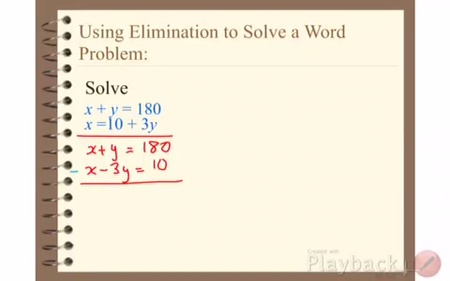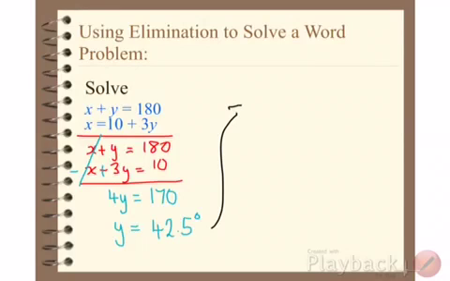That's really important. So x take away x cancels. Plus y take away negative 3y, the take away negative becomes a plus, so it becomes 4y is equal to, and 180 take away 10 is 170, so y is equal to, 4 goes into 17 4 times with 1 left over, and 4 goes into 10 2.5 times, so that's the first angle, and then I'm going to substitute in to find my next angle.